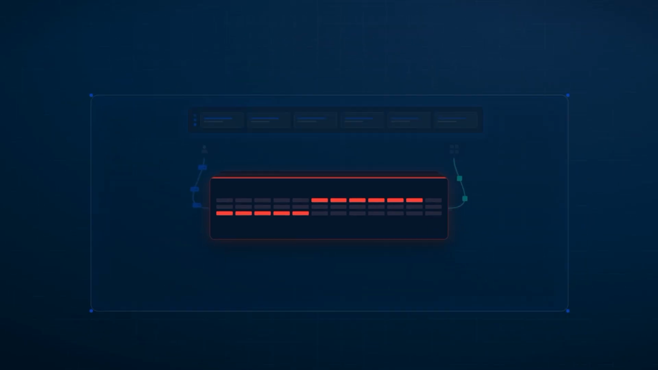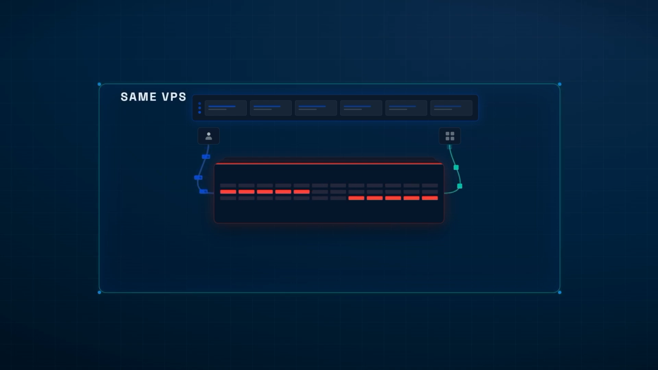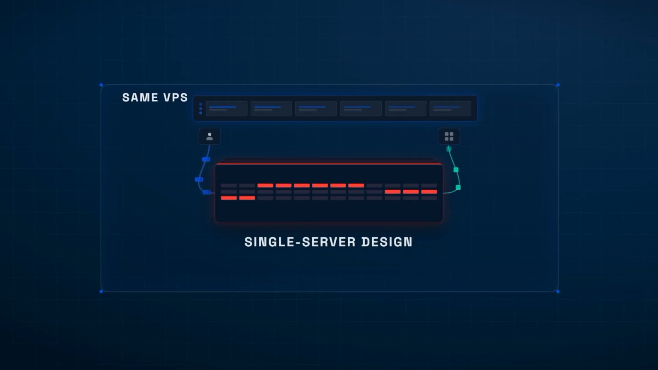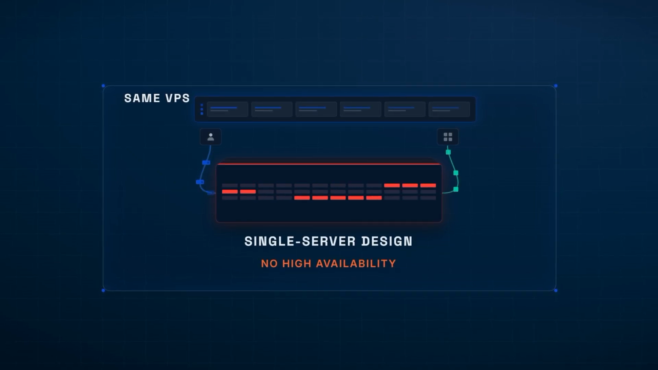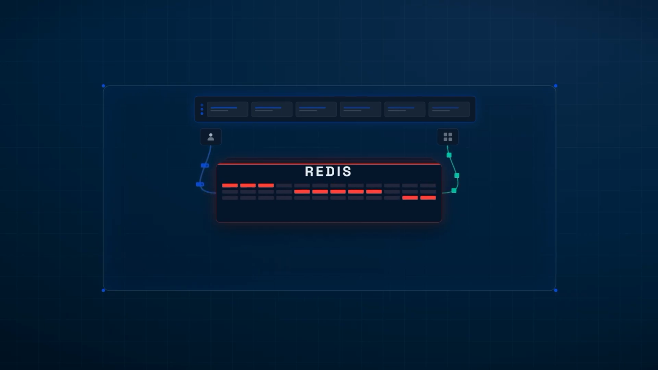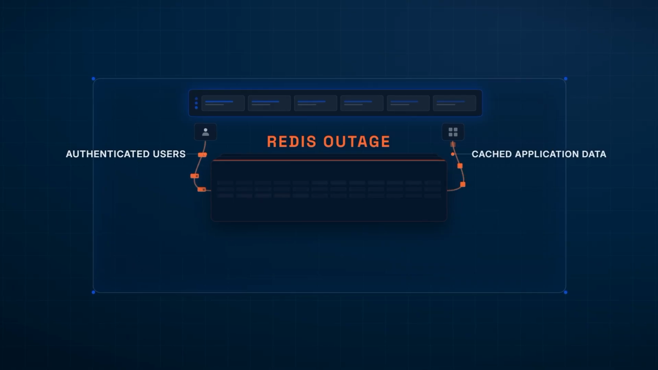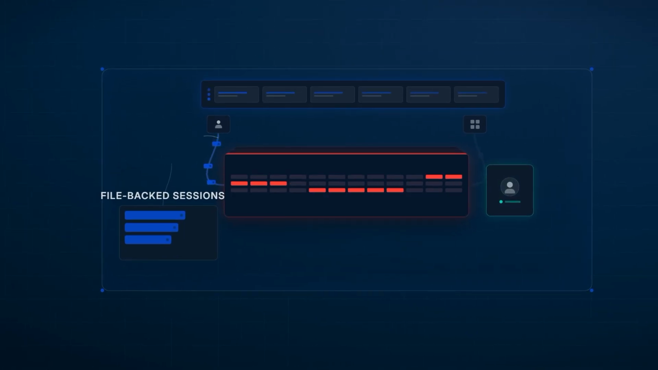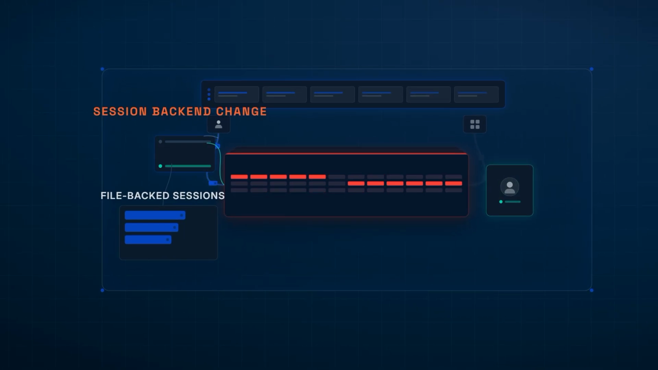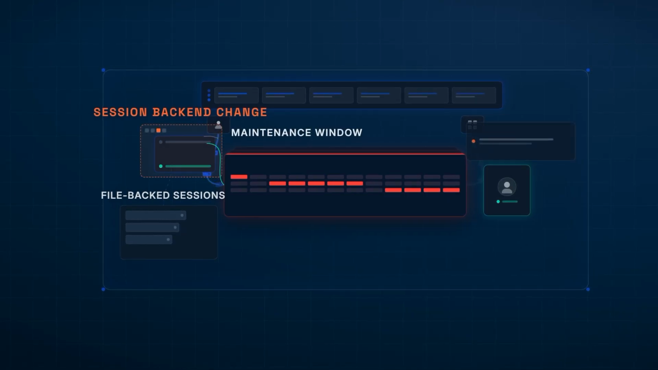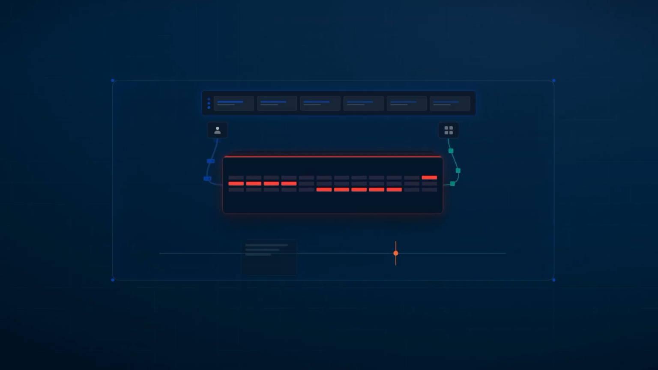For this demonstration, Redis will run locally on the same VPS as Moodle. This is a single server design, so it does not provide high availability. Once Moodle depends on Redis, an outage can affect authenticated users and cached application data. Changing the user session backend also makes the old file-backed sessions unavailable. On a real site, schedule a maintenance window and warn users that they will need to sign in again.